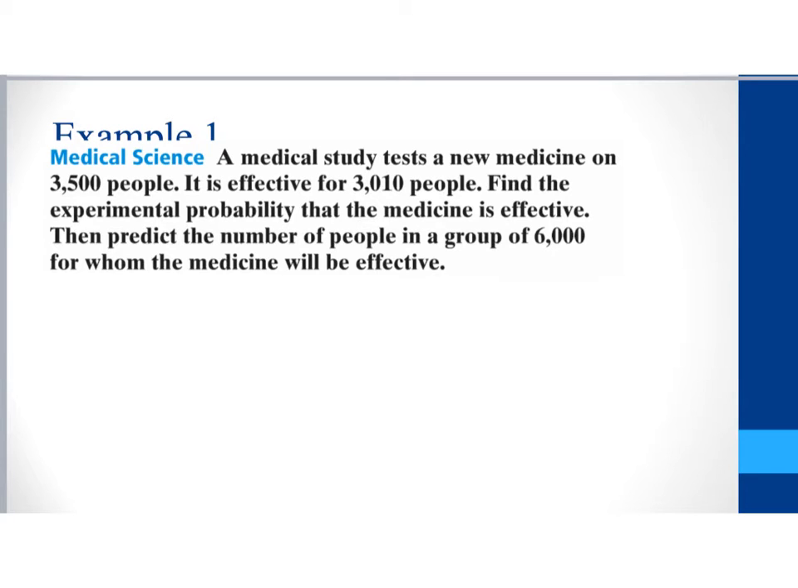So let's look at the first part here. If I want to find the probability that this medication is going to be effective, I see that we've given it to 3,500 people, so that's going to be my denominator. So the 3,500 goes in the denominator, and it said that it's effective for 3,010 people, so that's going to go in my numerator. Now, if you wanted to reduce your fraction, this will reduce down to 43 out of 50 people the medication will work for.